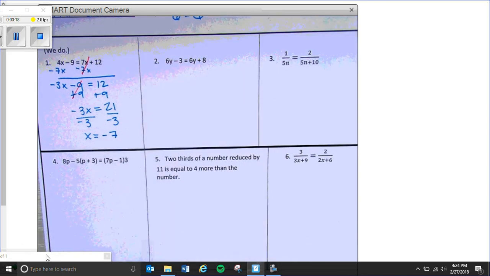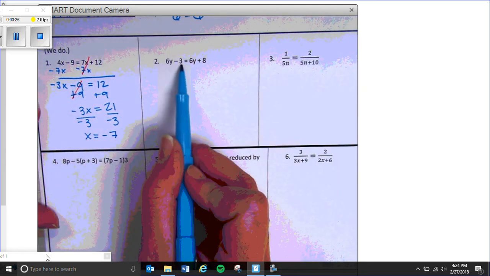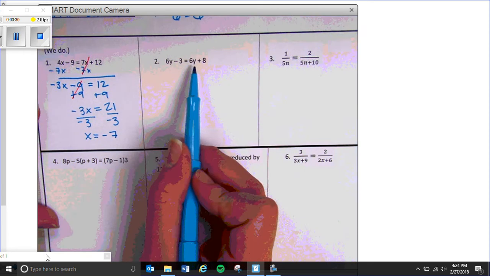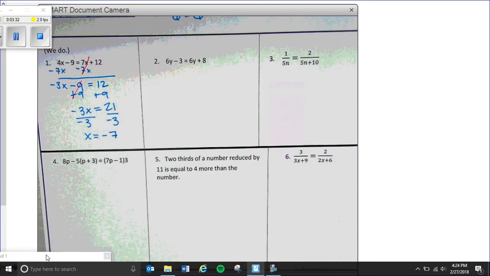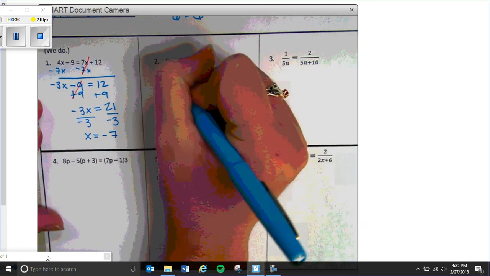Looking at example 2, is there anything we need to distribute? No. Is there anything on the left that we can combine? Nope, there aren't any like terms. Is there anything on the right we can combine? Nope, no like terms over there either. So we're going to go ahead and move our variables. I'm going to subtract 6y from this side.